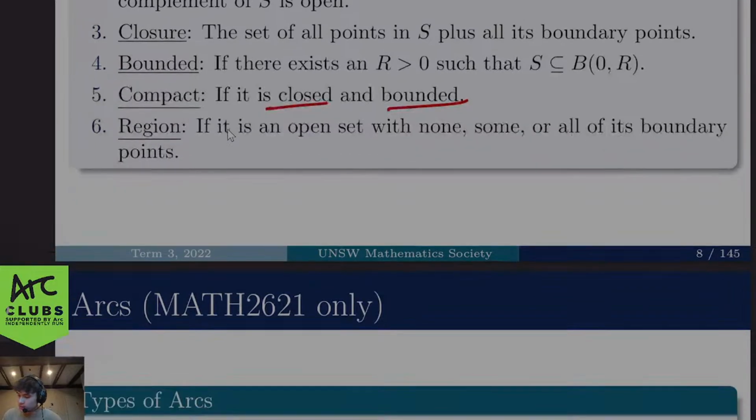And a region is an open set with none, some, or all of its boundary points. Okay, so this is a very general definition here, region. So it's just any open set, and then you can contain none, some, or all of its boundary points.